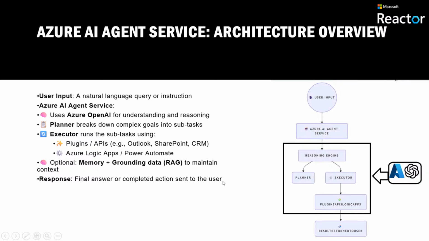Now coming to the depth of what all these things have. When the user gives an input, it can be in the format of chat, email, or API, or it can be a form input. It can be anything. And when that is given, it gets into the orchestrator, which is the AI agent service, which acts as the agent orchestrator here.